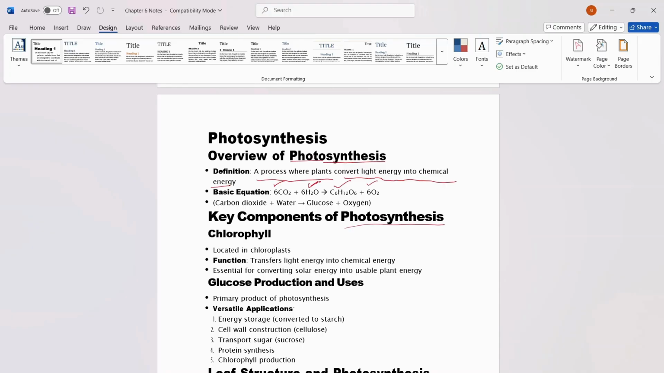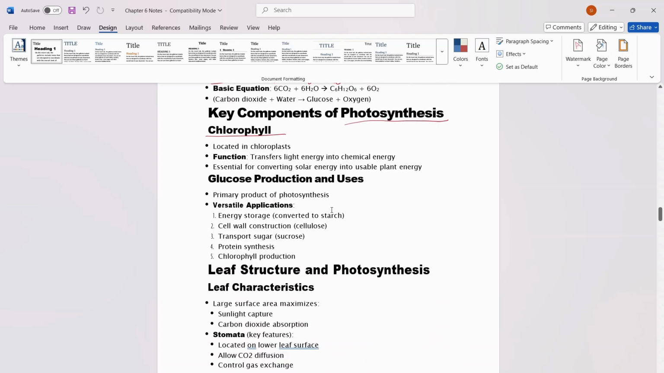Key components of photosynthesis: chlorophyll. Where is the location of chlorophyll? It is located in chloroplast. What is the function? It transfers light energy into chemical energy. It is essential for converting solar energy into usable plant energy. Important to learn, please memorize.